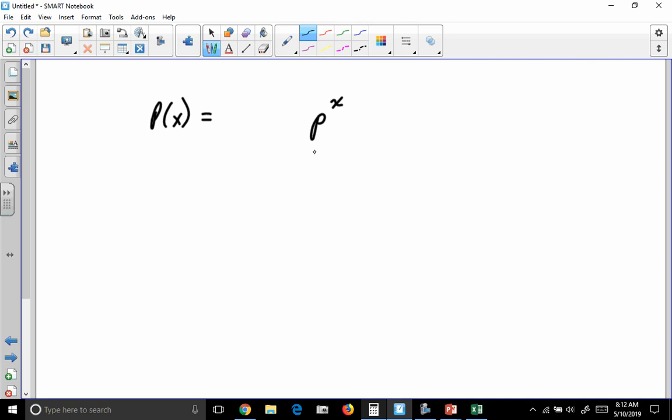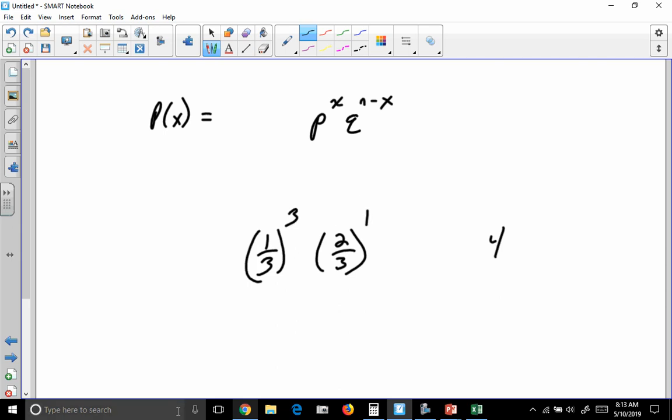P to the x, this is our probability of success, and this tells us how many successes we are dealing with. So in our last example, the probability of success was 1/3. We were looking at 3 successes. Q, that's the probability of failure. So for our example, that was 2/3. And its exponent is n minus x. It's basically how many remaining trials we have. In our example, we had 4 trials. 3 of them were successful, but 1 of them was not successful.